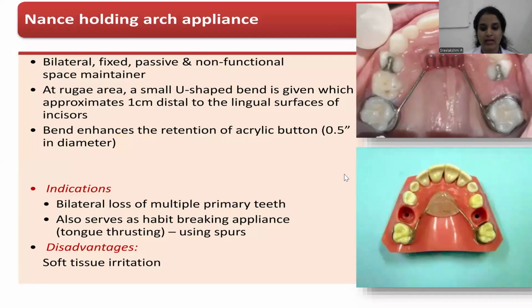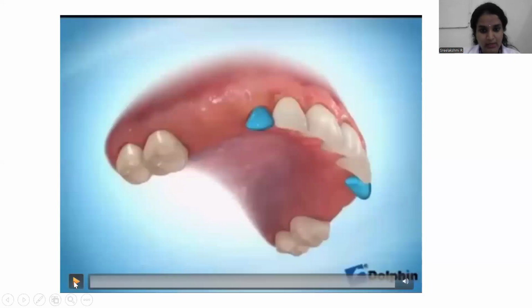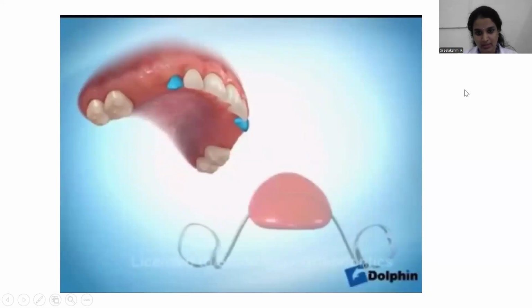Indications are mainly bilateral loss of multiple primary teeth. This Nance palatal arch can also serve as a habit breaking appliance. So in the same appliance, you can fabricate a tongue crib along with this Nance palatal arch for tongue thrusting. Disadvantage: if there is soft tissue irritation, we cannot give this, because the acrylic button will be resting on the rugae area. So this is a video representing the Nance palatal arch.